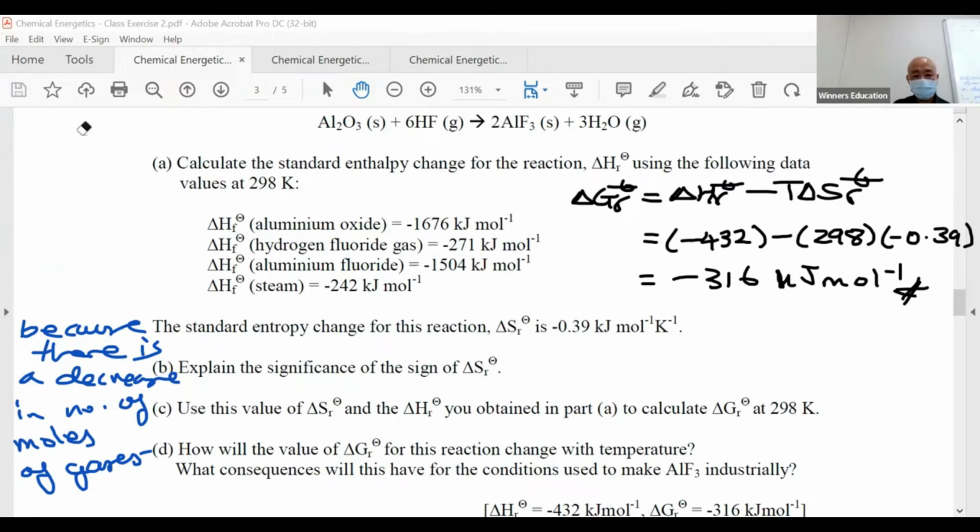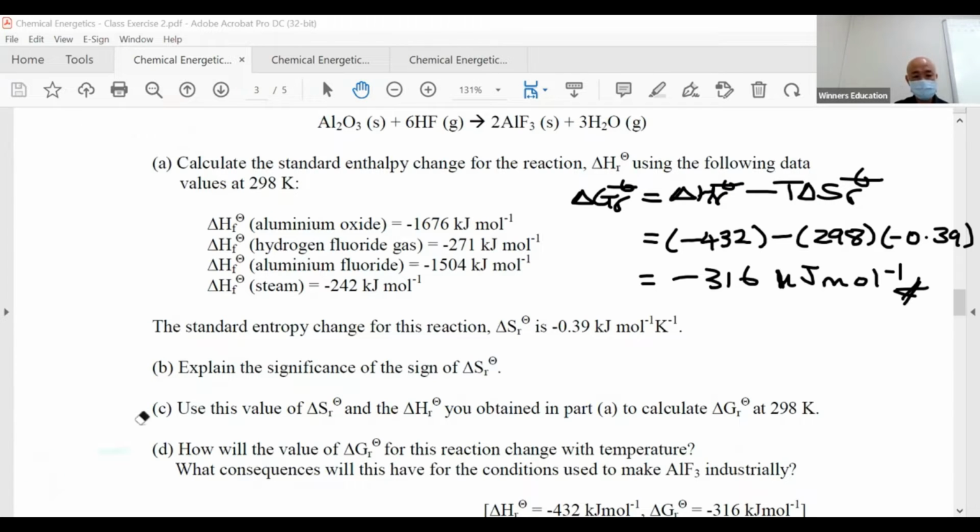How will the value of delta G for this reaction change with temperature? Right, so this is a question. How will the value of delta G for this reaction change with temperature? And after that, what consequence will this have for the conditions used to make AlF3 industrially, which is this one?